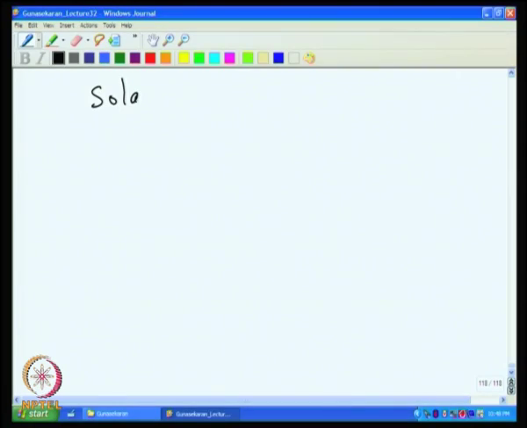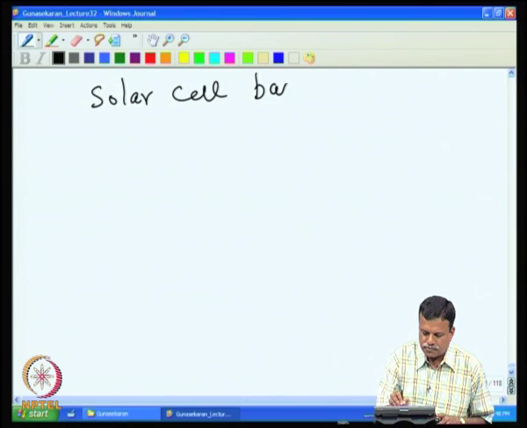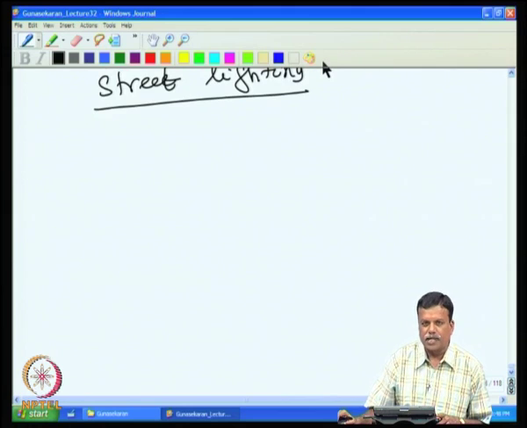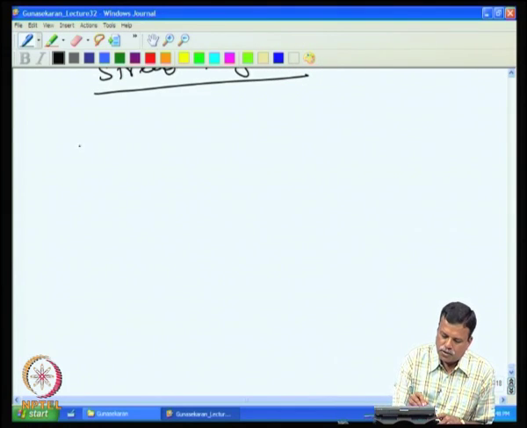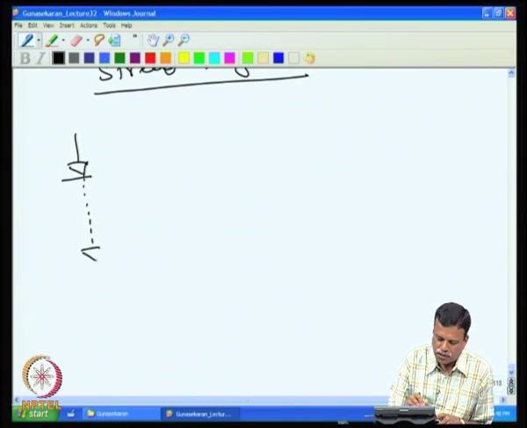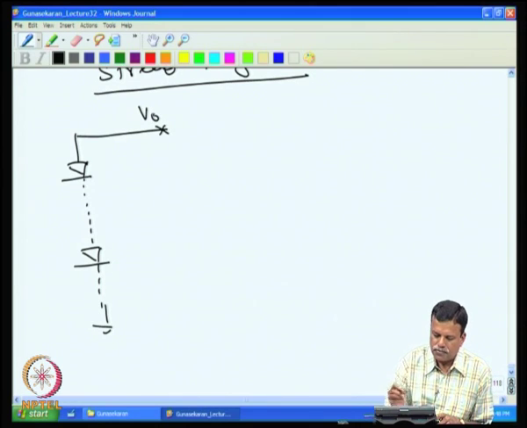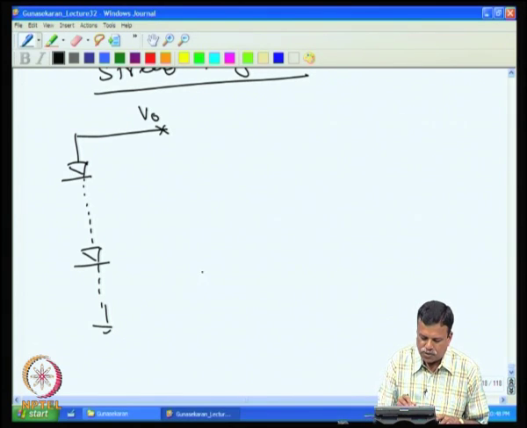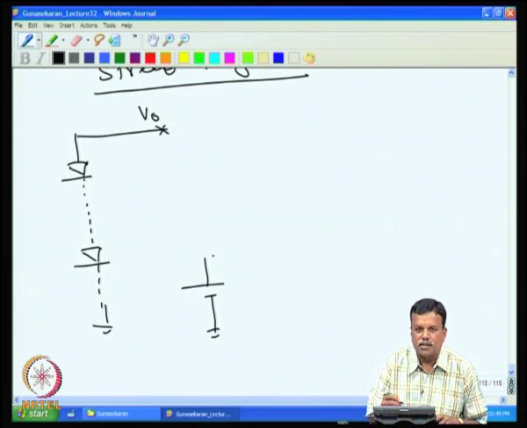So, solar cell based. Now, in this case what we do is take a solar panel, which I show as a series diode equivalent circuit, which gives you a voltage depending upon the intensity of the light falling on it. Then we have a battery, and this battery is supposed to be charged.